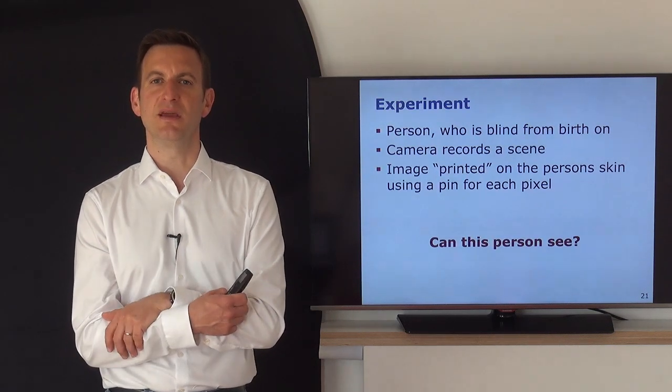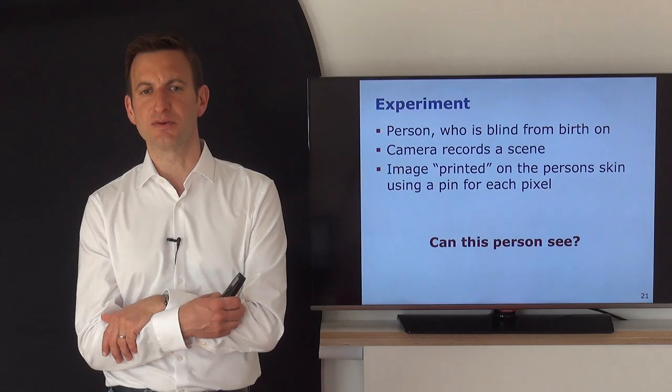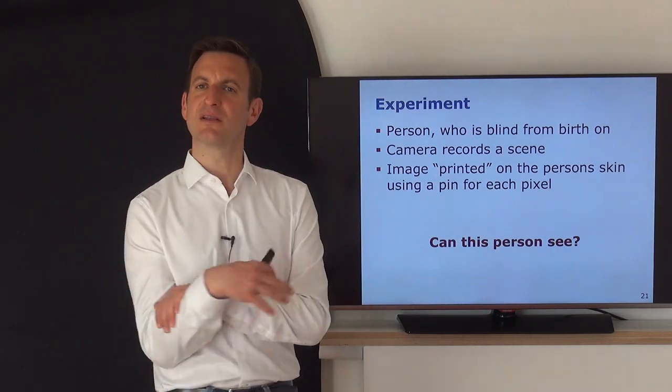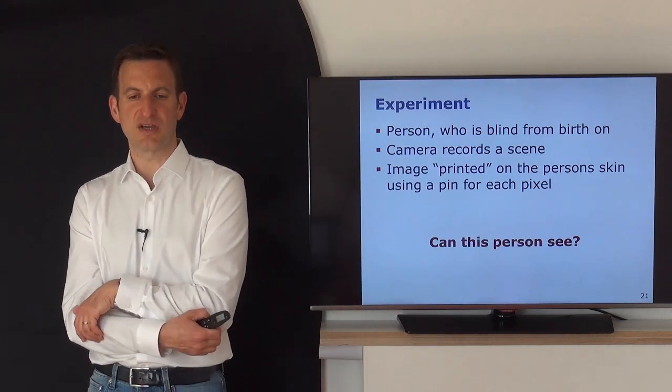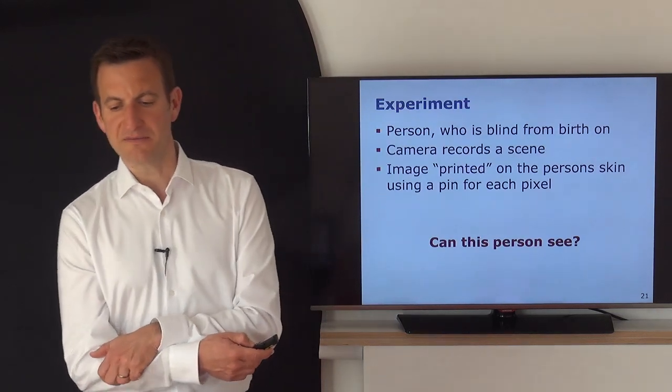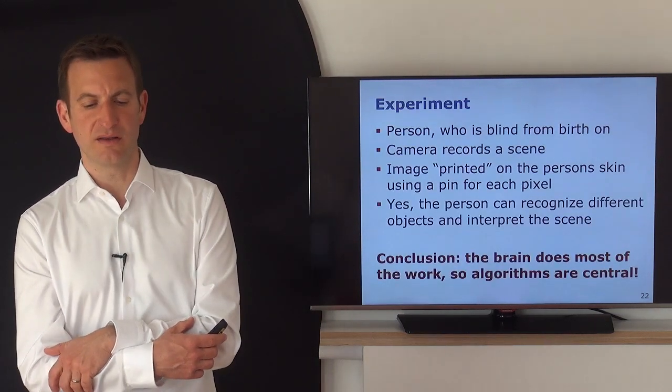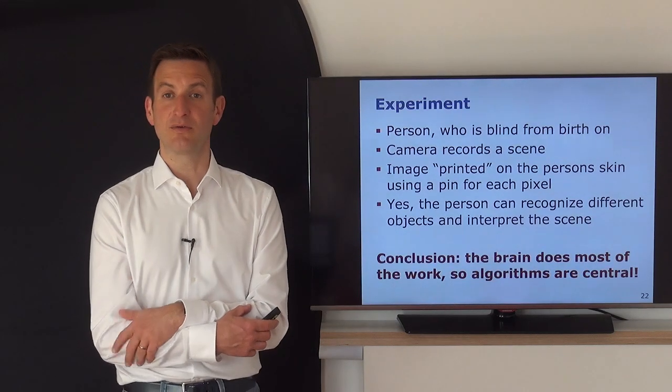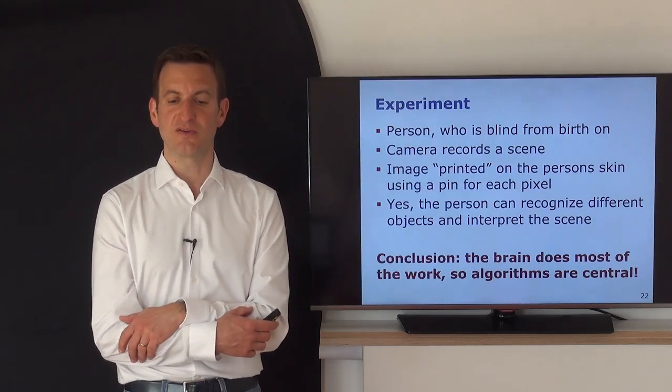So what does seeing mean? Can the person do the interpretation, so that we point the camera to an object and the person can tell us something about the object? It turns out, after some training, yes, you can actually do that. That person can, for example, recognize different objects which are shown in the scene.